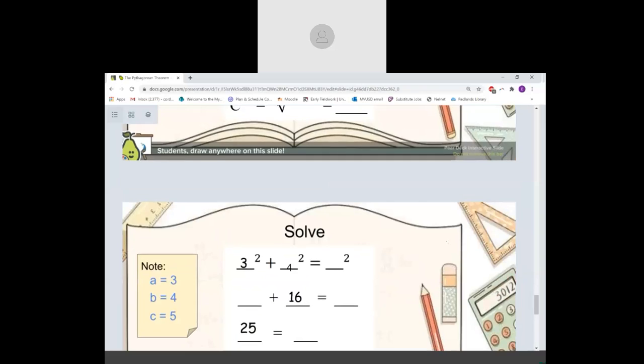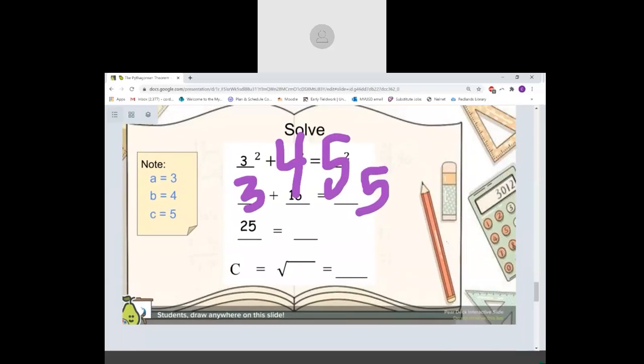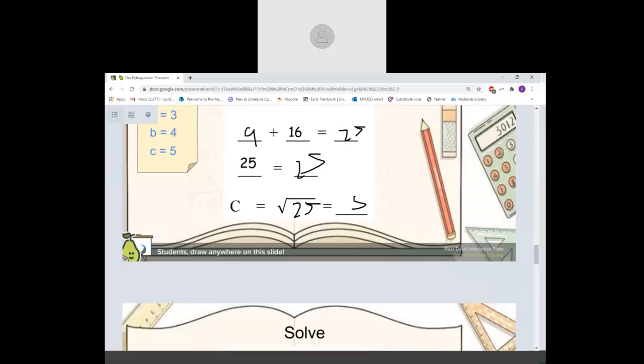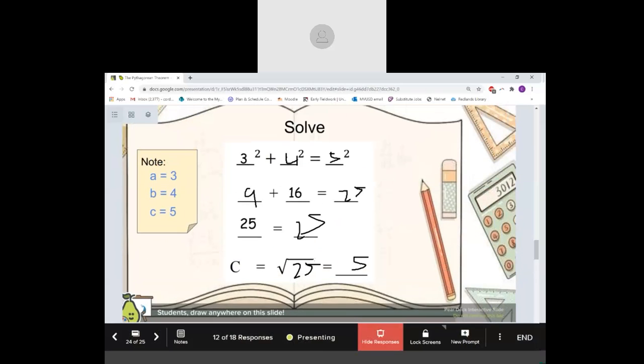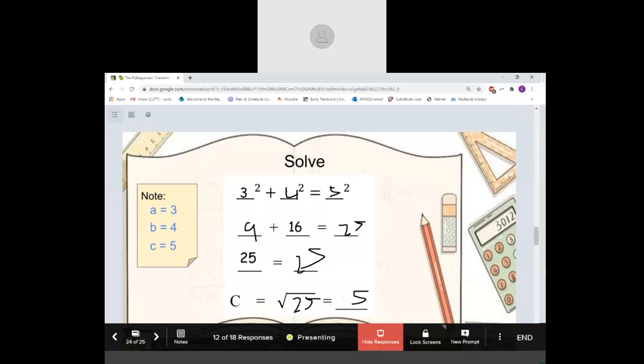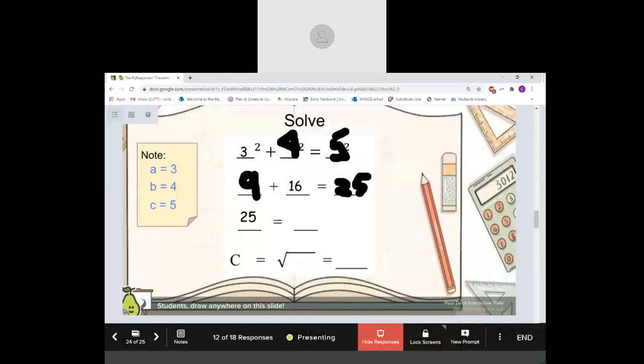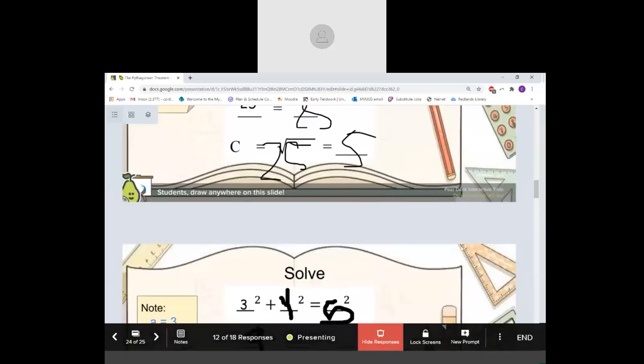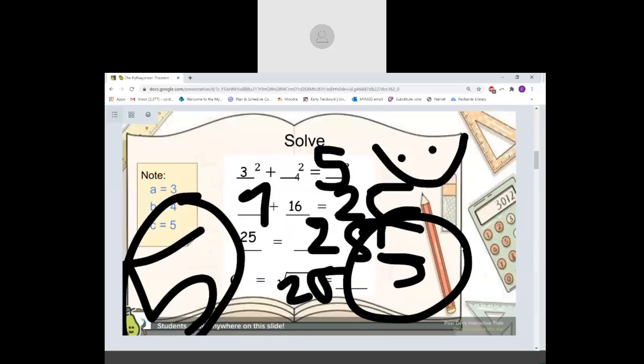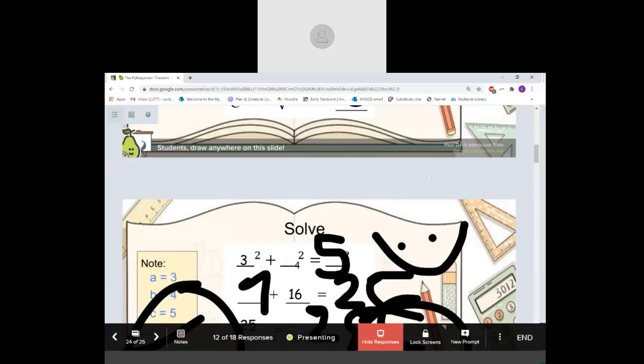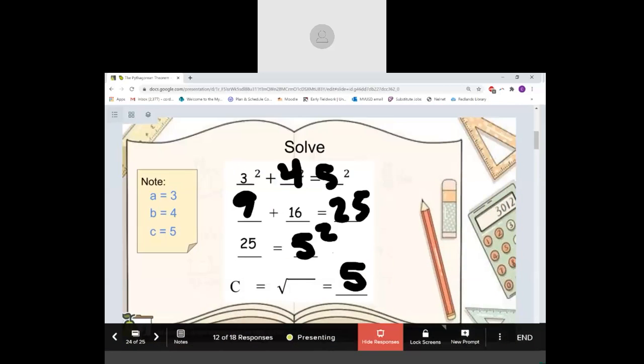Waiting to see who gets the answer first. Ooh, come on, guys. Oh, I see one right here. C is actually 5. Good. So this is our 3, 4, 5 triangle that we were just working on. Good. So make sure that as you finish your work, good job. I love this one. You're also copying this down in your worksheet because you're going to need that to study.